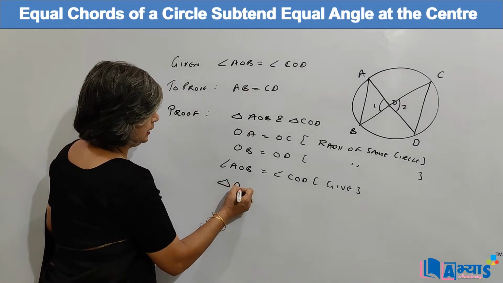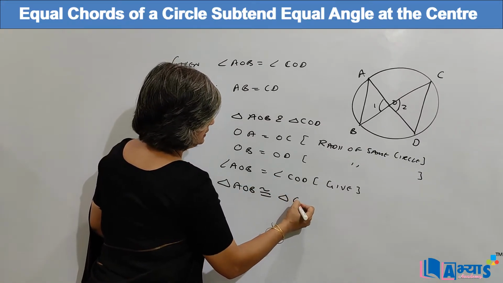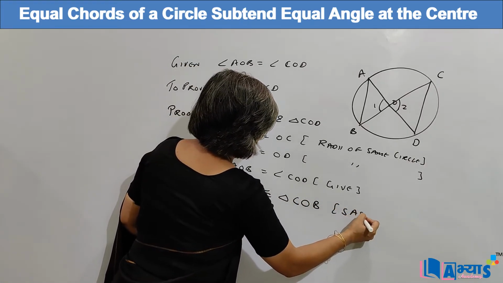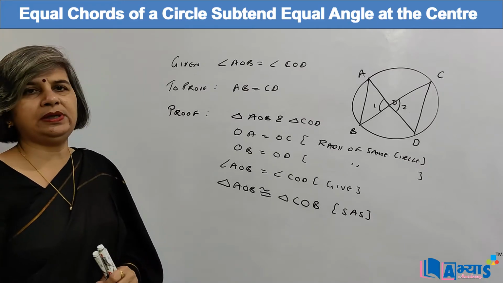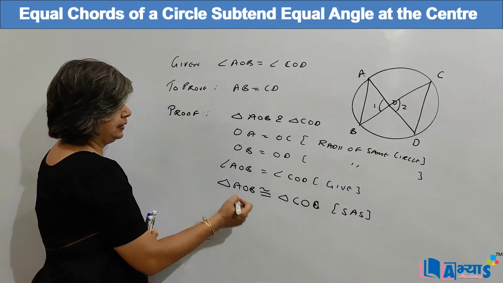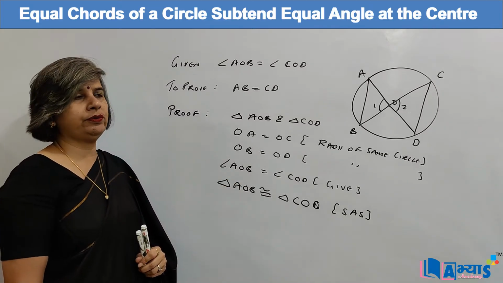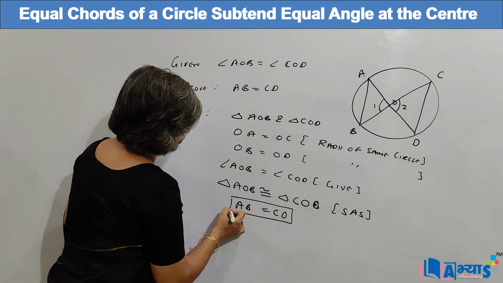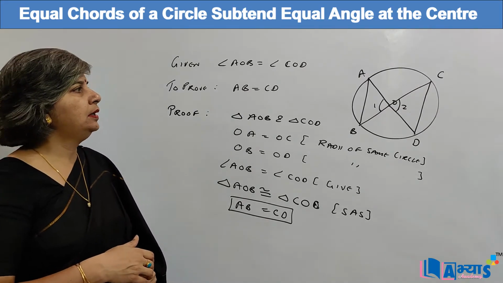So we can say that triangle AOB is congruent to triangle COD. For A the corresponding part will be C, for O it will be O, and for B it will be D using the criteria SAS congruence. So according to the SAS congruence criteria, triangle AOB is congruent to triangle COD. Now according to CPCT, that means corresponding parts of congruent triangles, we can say that AB is equal to CD, and this is what we were supposed to prove. So hence we have proved that if two chords subtend equal angle at the center, then the chords are equal.